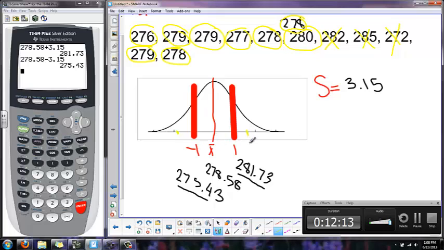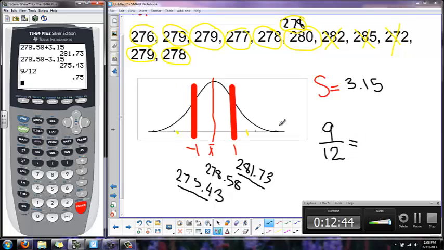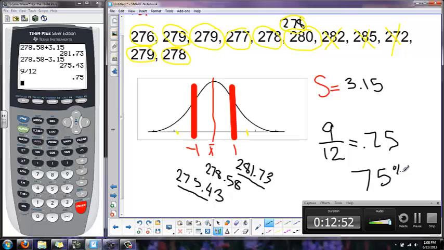Okay? So we figured out which scores fall within 1 standard deviation of the mean, but the question wanted to know the percent of these scores that fall within 1 standard deviation, and always when we do percent, it's always part over whole. So if I add those up, 1, 2, 3, 4, 5, 6, 7, 8, 9, there's 9 total scores that fall within that range out of a total of 12. So if I put that in my calculator, 9 divided by 12 should give me 0.75. Yep, 0.75. So that is 75% of the scores fell within 1 standard deviation of the mean.